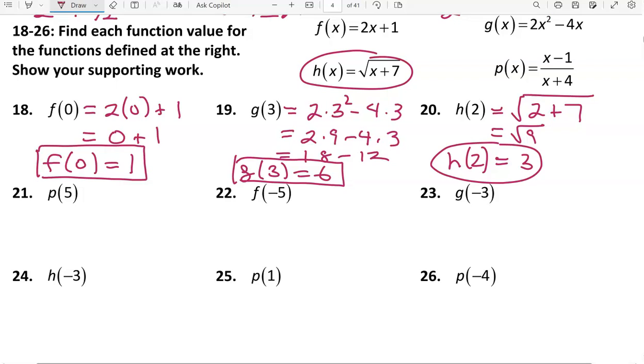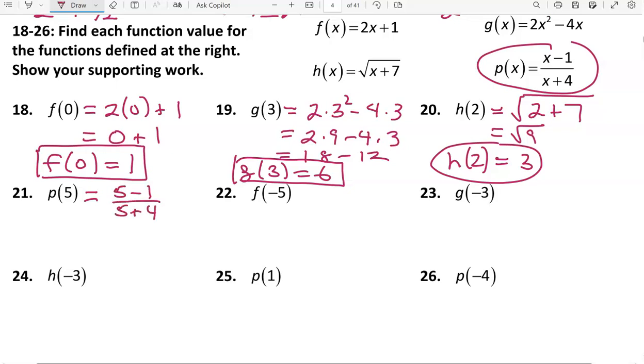For number 21, we're working with the function p. p of x is equal to x minus 1 divided by x plus 4. So p of 5 is 5 minus 1 divided by 5 plus 4. So p of 5 is 4/9.